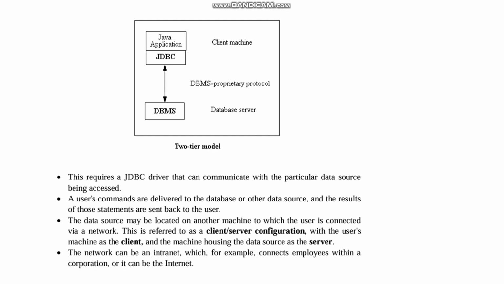But there is no middleware software. Directly we are doing the operation here. That's why this is called 2-tier. This is the client machine, meaning where the Java application is running. That machine is called the client machine. And wherever the database is present, that is called the database server. Sometimes the client application as well as the server will be present on the same system also. See this here. This requires a JDBC driver that communicates with the particular data source being accessed.